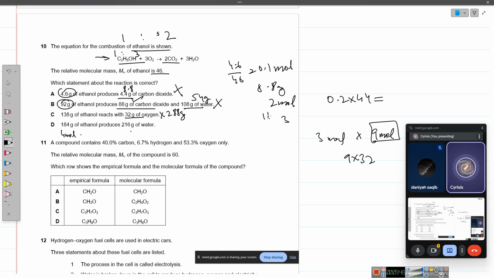216 divided by 18 is 12 moles, right? So if you look at their ratio, 4 ratio 12 is basically 1 ratio 3, which satisfies our equation. So D is our option, right?